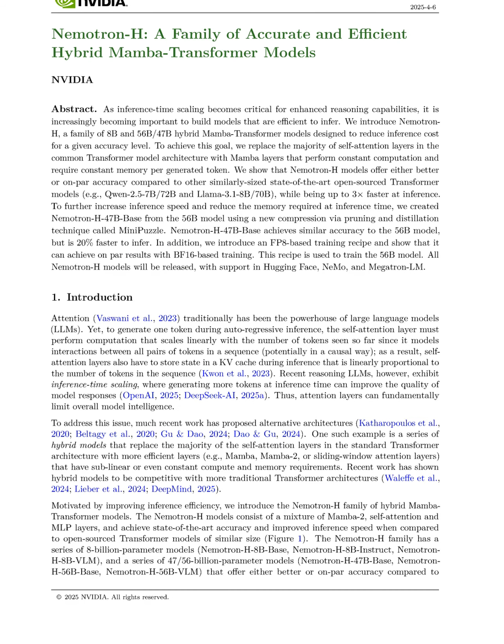The Nemotron-H model utilizes a hybrid architecture that combines Mamba-2 layers, self-attention layers, and feed-forward networks, FFNs, to enhance inference efficiency, particularly with long input sequences. For instance, during inference with a long input sequence of 65,536 tokens and generating 1,024 output tokens, the model benefits from the constant computation of Mamba-2 layers, which contrasts with the linear computation required by traditional self-attention layers.